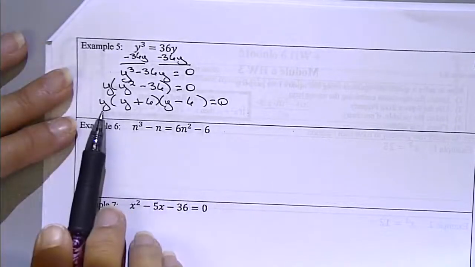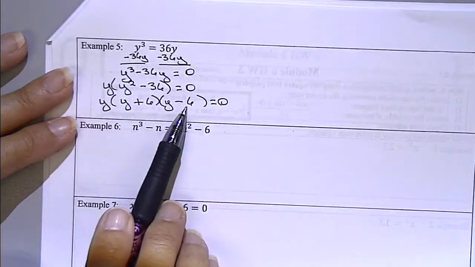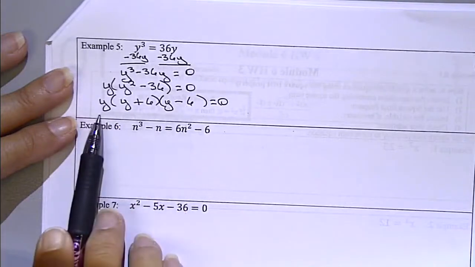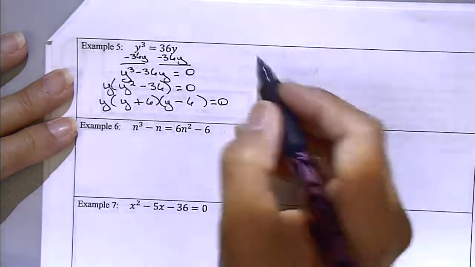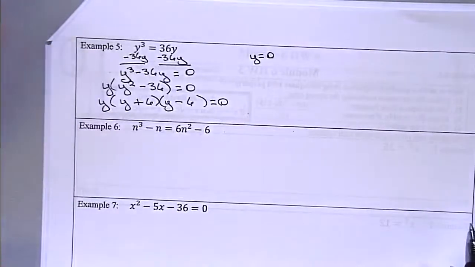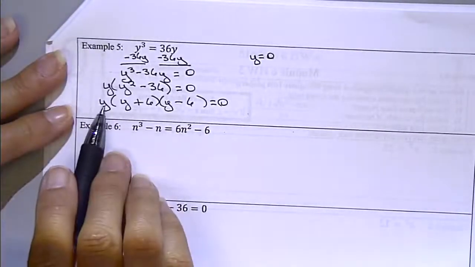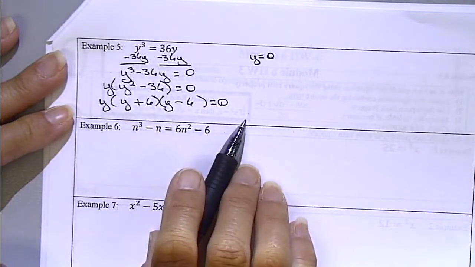Now, take a look at this. I've got 1, 2, 3 factors, don't I? Don't forget y. So what is y? Well, I'm going to set each of them equal to 0. The first one is simply y is equal to 0. There's no solving there. That one is one of my factors. If y was 0, this entire equation would be true. So it is one of the solutions.